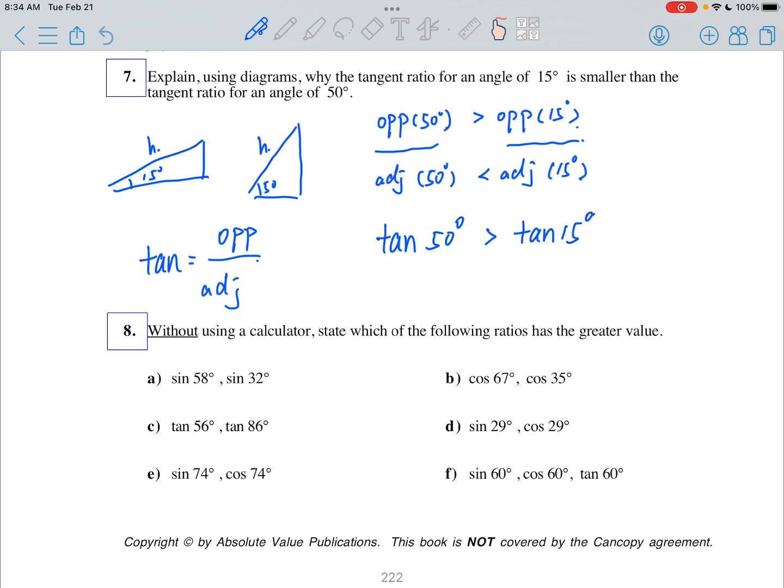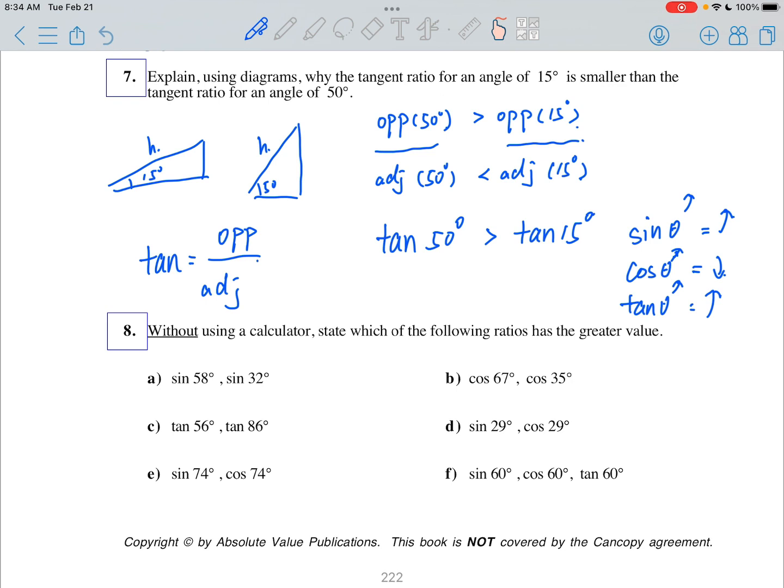And then for the rules, for sine, when theta gets larger, the value gets larger. For cosine, when theta gets larger, the value gets smaller. And for tangent, when theta gets larger, the value gets larger. Okay, let's look at number 8.